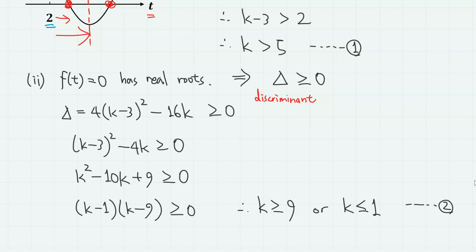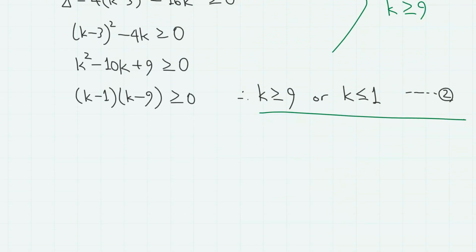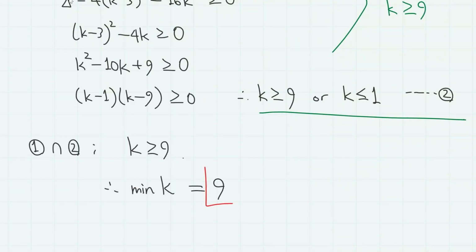Now if we find the common range between 1 and 2, we have k greater than or equal to 9. Therefore, the minimum value of k is 9. So that was the first method.